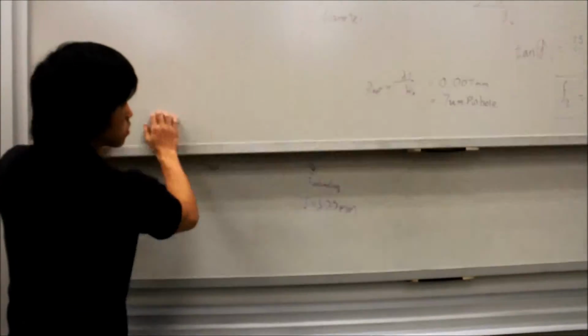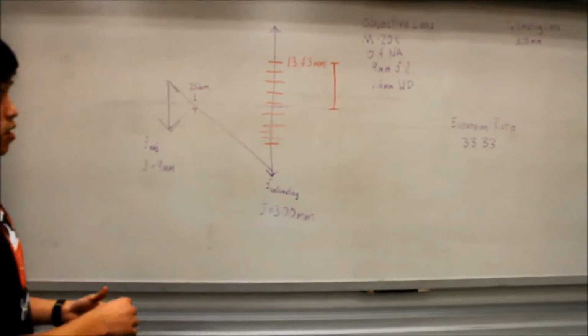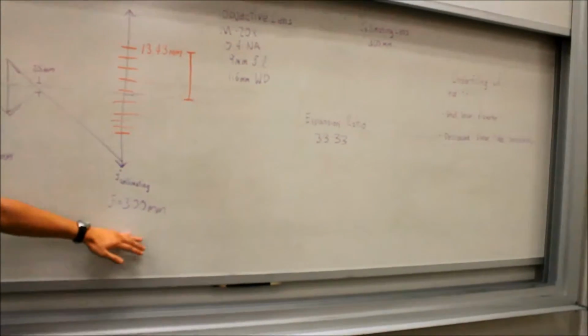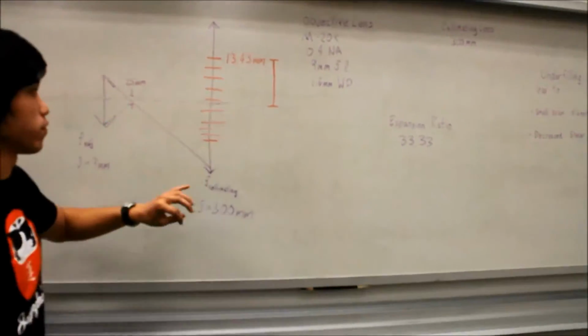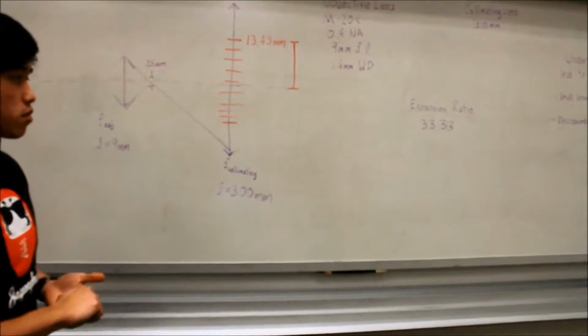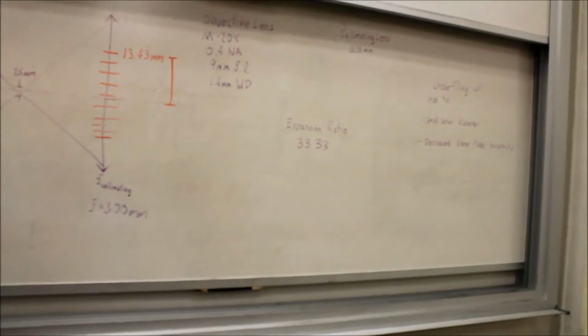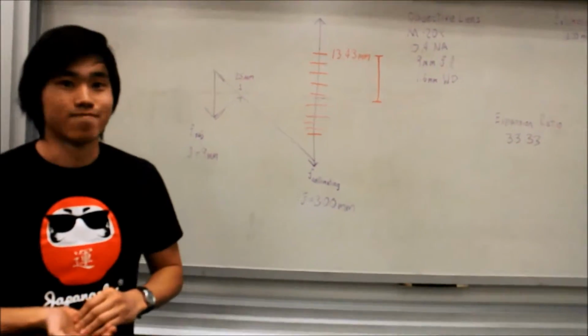So we used this setup instead. This setup used the M20X 0.4 numerical aperture objective, and we only had the 300 millimeter collimating lens. This led to an underfilling of the 2-inch collimating lens, about 13.43 millimeter radius, causing an expansion ratio of 33.33. That leads to a smaller beam diameter, which will lead to a decreased shear plate sensitivity.